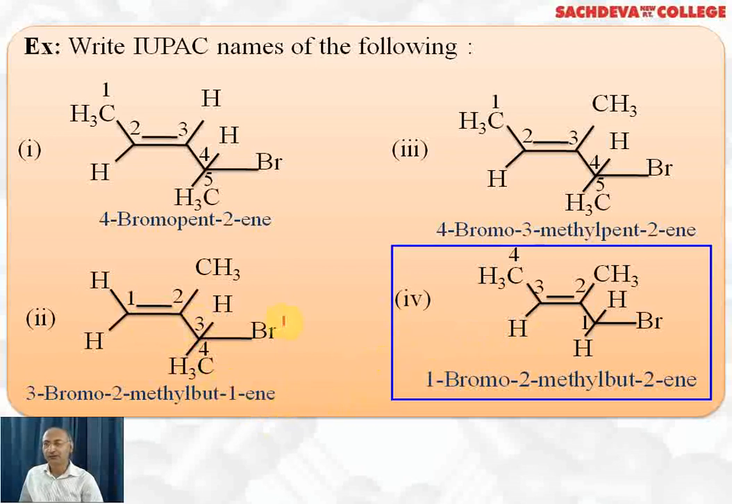This one is 2-bromo-2-methylbut-2-ene. Why? Now counting will start from this side because the double bond will get number 2 from either side. So now we have to start counting from here so that bromo also gets the minimum number. Bromo will get 1 and the double bond will get 2, 3, 4. So 1-bromo-2-methylbut-2-ene. Here we have not preferred bromo because the double bond will get the same number from both sides. Therefore bromo has to be preferred.